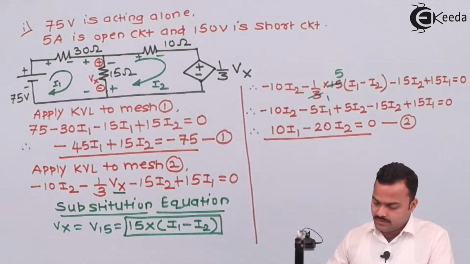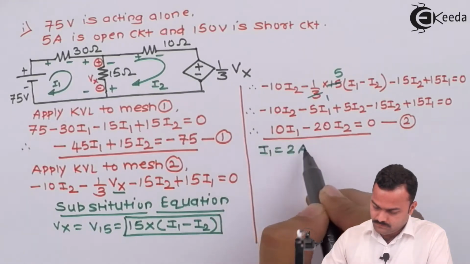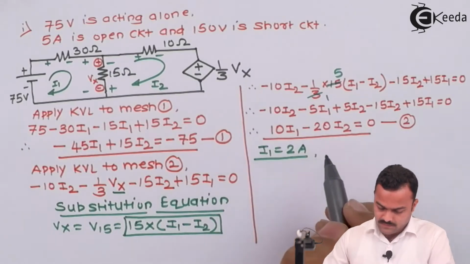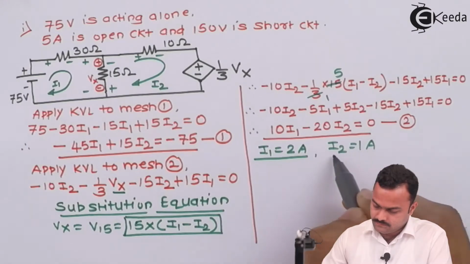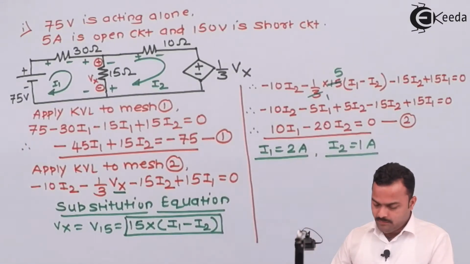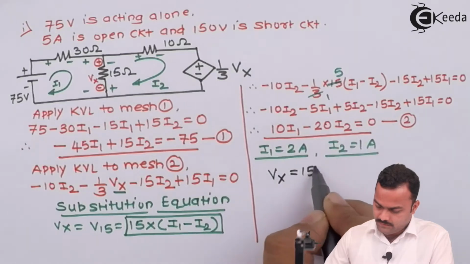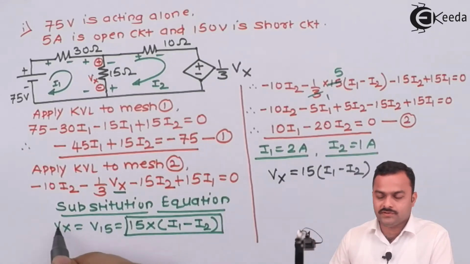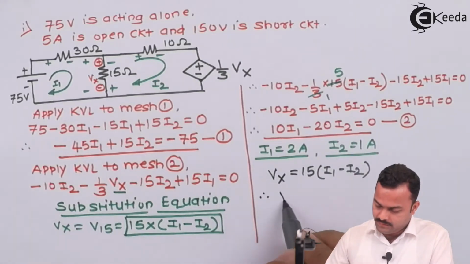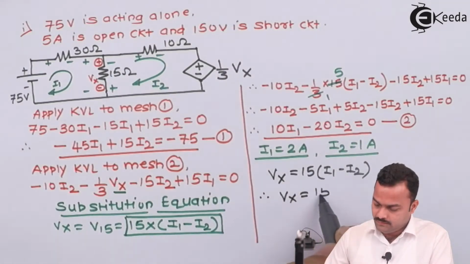So we'll get the value of I1 as 2 ampere and the value of I2 as 1 ampere. Remember, we want Vx to find out. So Vx is nothing but 15 (I1 minus I2) from this equation. Upon simplifying, we'll get Vx as 15 times (2 minus 1), which is nothing but 15 volt.